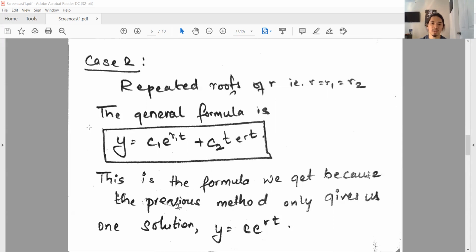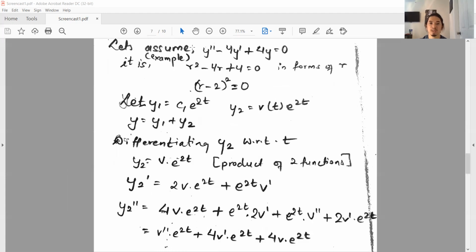Now we can talk about how we got this formula by taking an example: y double prime minus 4y prime plus 4y equals 0. This is a second order linear homogeneous differential equation, and after solving we can write it in the form r squared minus 4r plus 4 equals 0. After solving for r, we get (r minus 2) whole squared equals 0, and from that we get r equals 2.